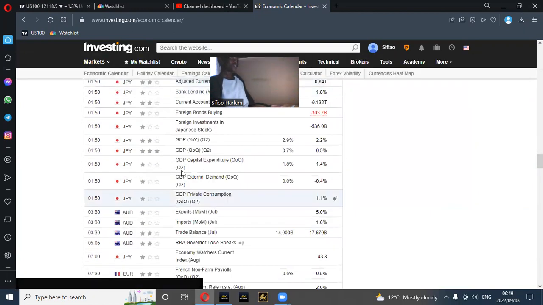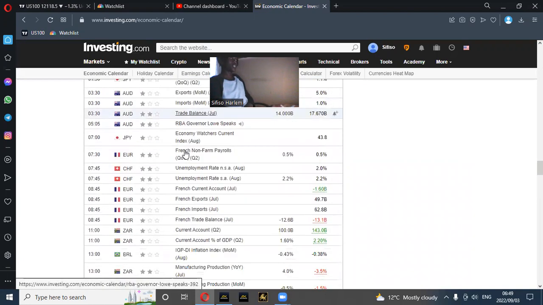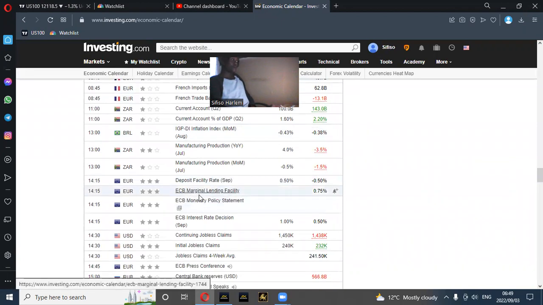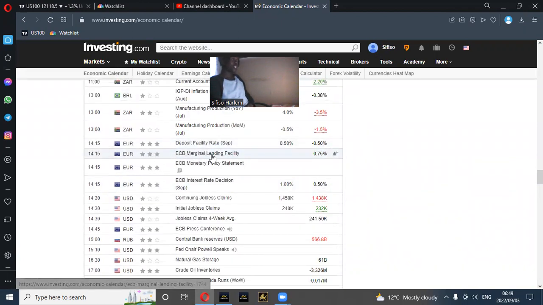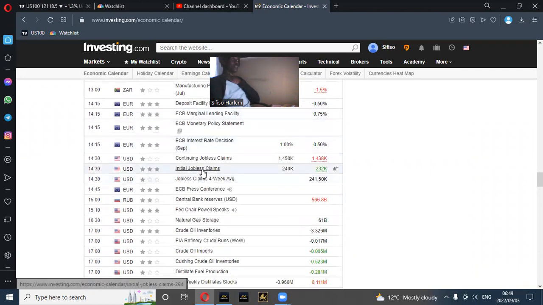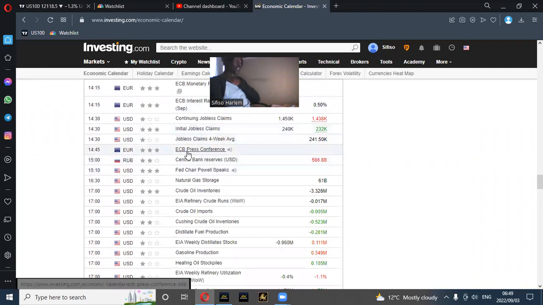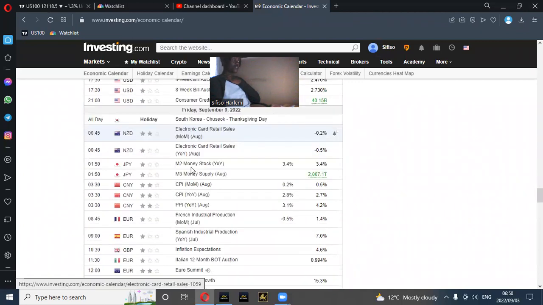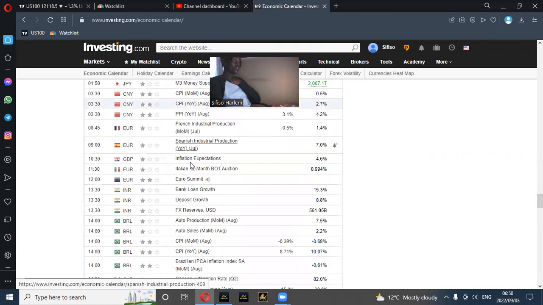On Thursday, we're having GDP for the Japanese yen, deposit facility, marginal lending, and monetary policy, and ECB interest rates, all for the Eurozone, and initial claims, the ECB conference, the Fed speaking, and the oil inventories. And on Friday, we're having the Thanksgiving holiday for South Korea.